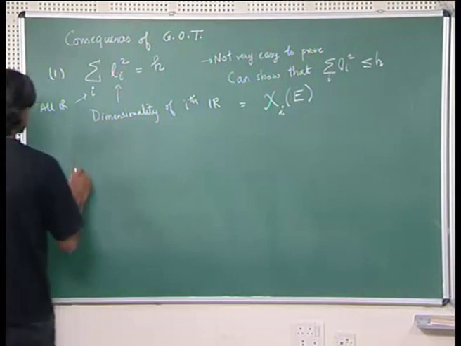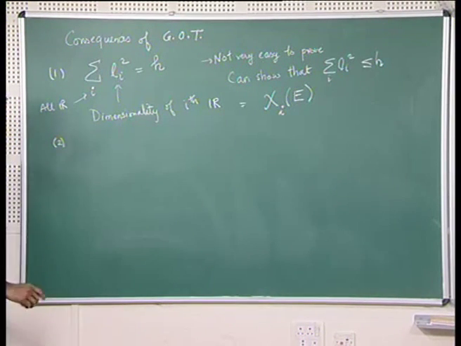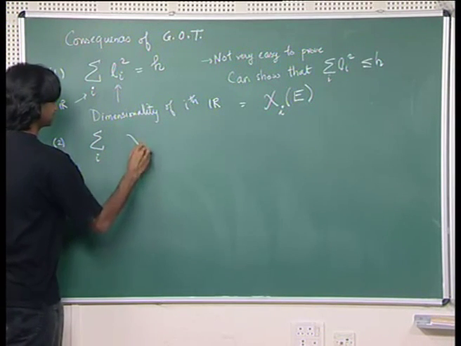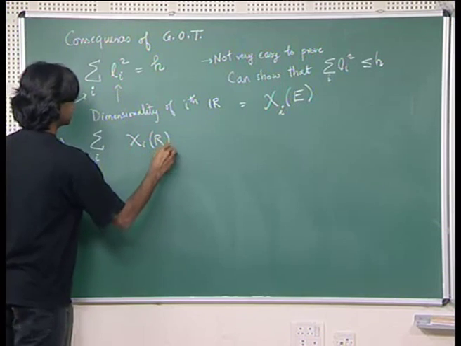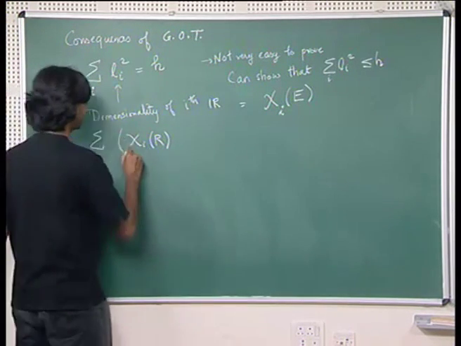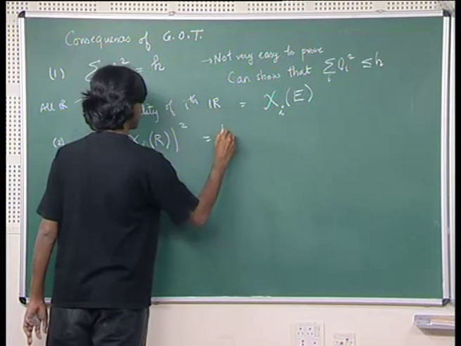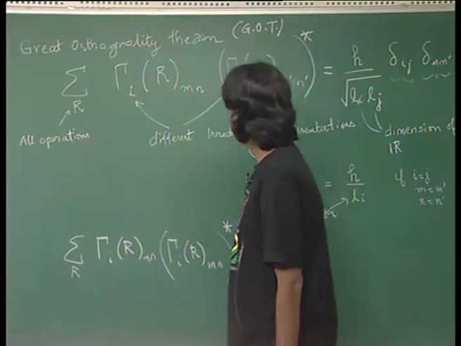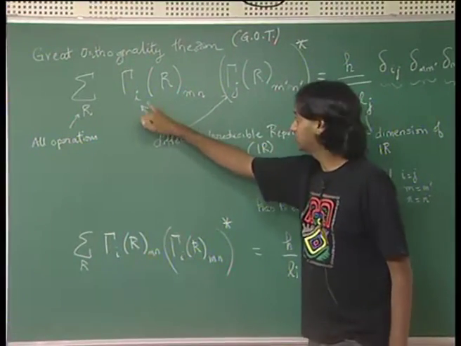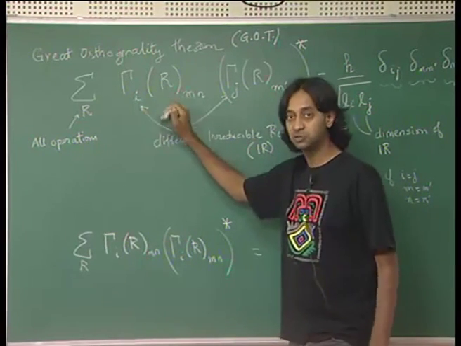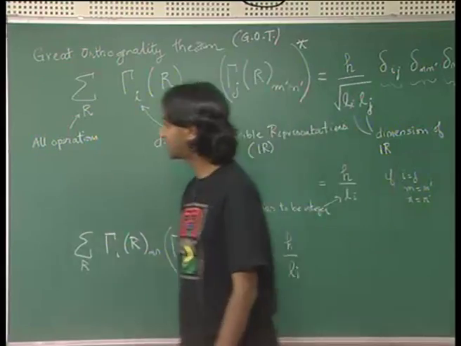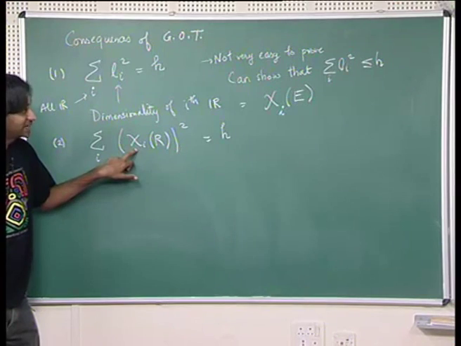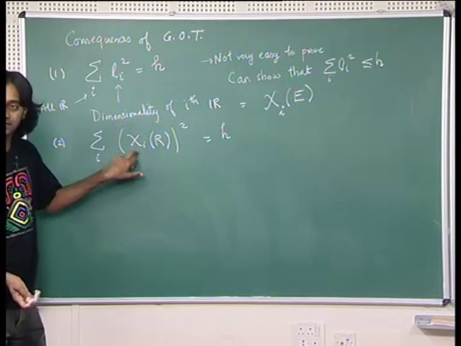Now, the second relation is the following. Sum over all operations of chi_i(R) squared is equal to h. So this is another relation. Notice that out here we had one particular matrix element. So gamma_i corresponds to one element of the matrix, whereas chi refers to the trace of the same matrix. So gamma_i mn is the mnth element, and chi_i is the trace of the matrix.